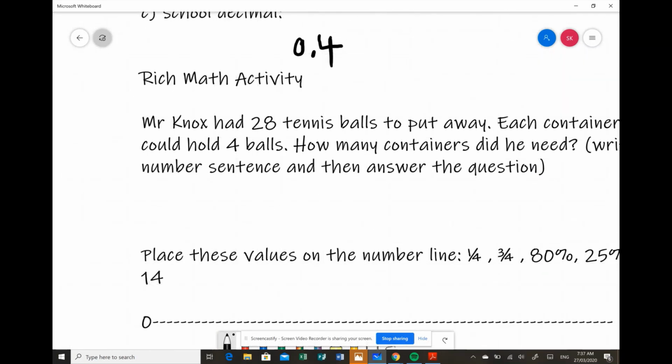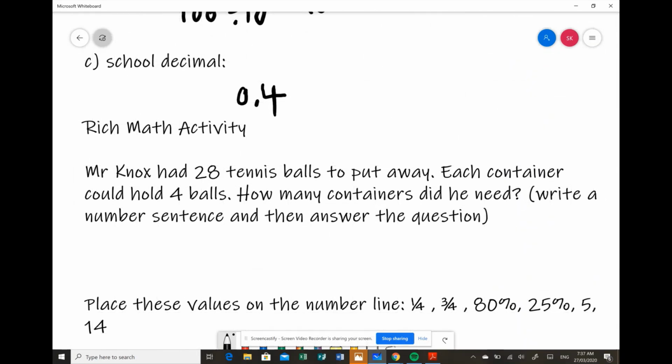And rich math activity. Mr. Knox had 28 tennis balls to put away. Each container could hold 4 balls. How many containers did he need? So your number sentence would be 28 divided by 4, because I'm sharing them out. So that's why I would go to our divided by. And we know that that would be 7.